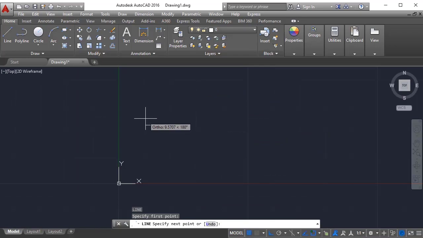If I switch off ortho, it's not representing anything, but if I switch it on again, it is representing some value, position and orientation as well. Simply, I can show the direction and enter the value.